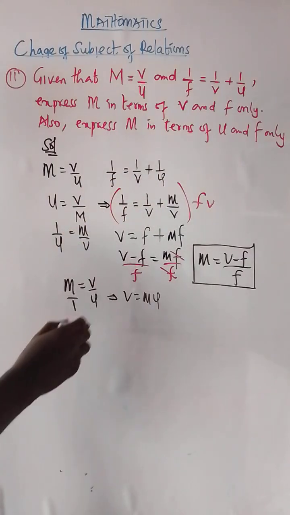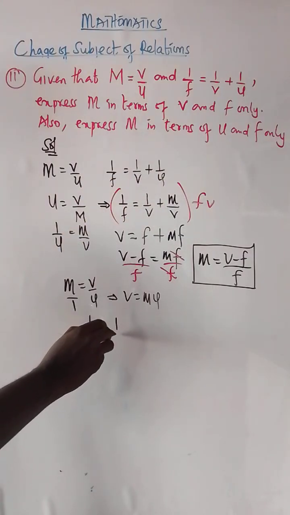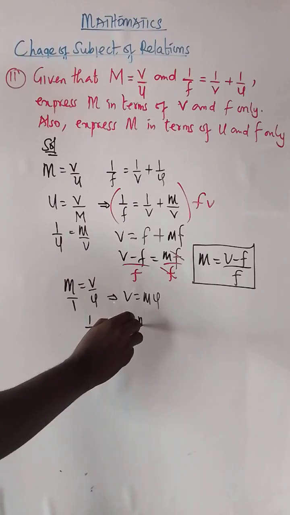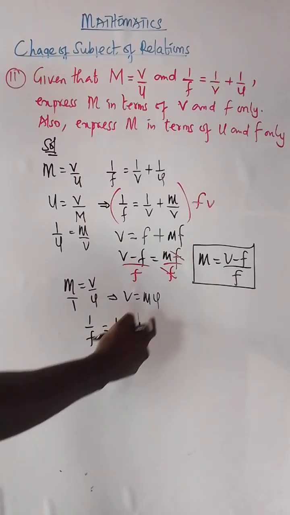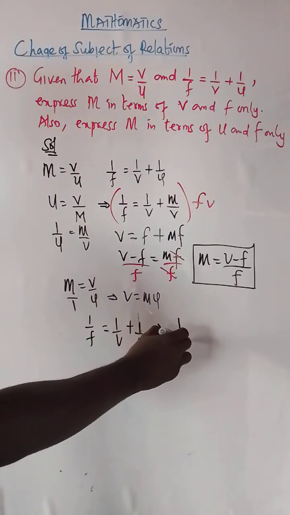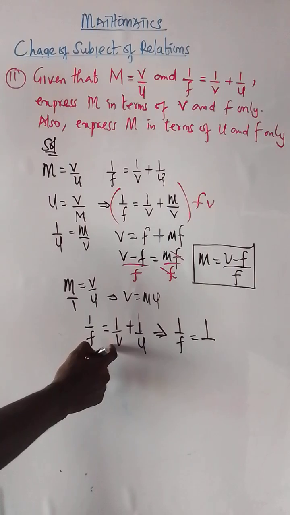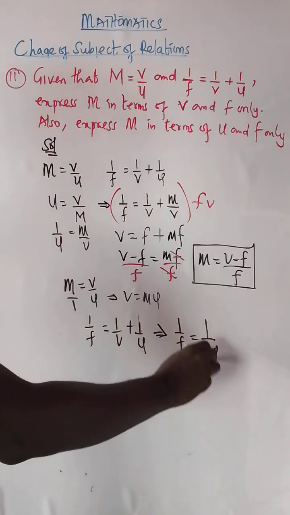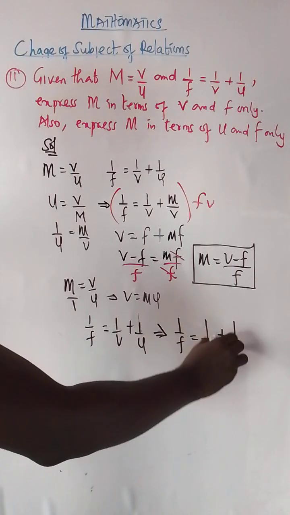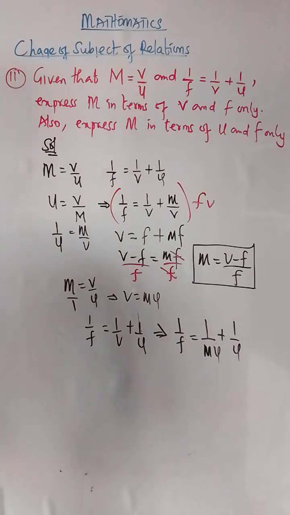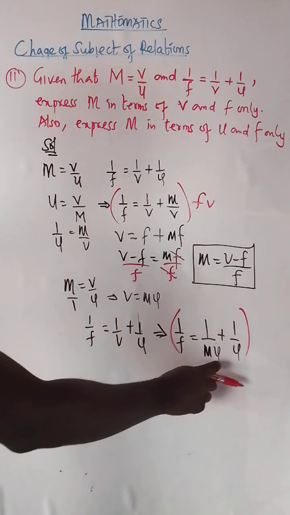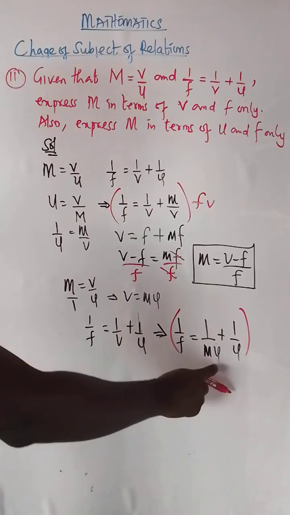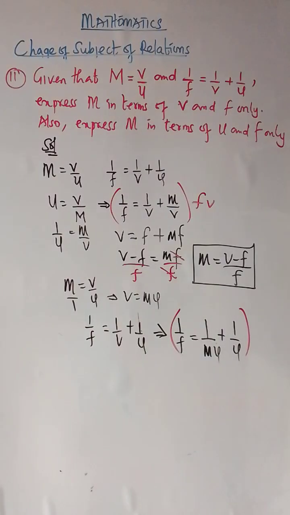Then we'll go back to the second equation, 1 over F equals to 1 over V plus 1 over U. From here, this one, 1 over U. So we want to replace V with MU. So here it implies that we have 1 over F equals to 1 over, instead of V, write MU plus 1 over U. This is U. So same thing, we multiply through by the LCM. The LCM of MU and U is MU. Then the LCM of FMU is FMU. So multiply by FMU.